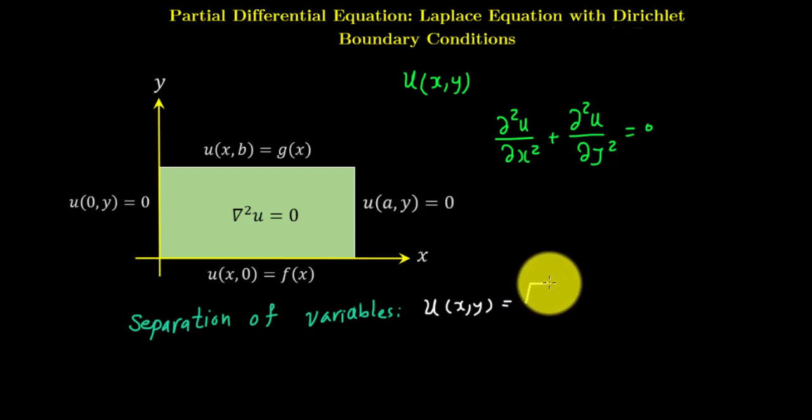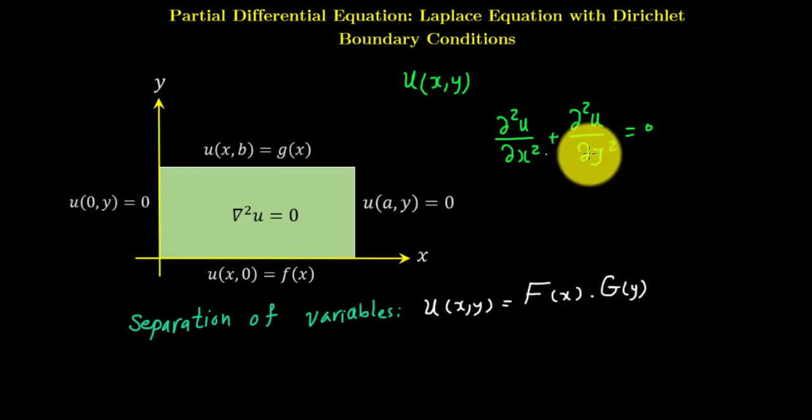Let me call those two unknown functions capital F, I don't know what this capital F is, I'm trying to find it, times another unknown function that is purely in terms of the variable y. So basically, if I find capital F and capital G, we are done with the problem. But then the question is how to find this capital F and capital G. Well, the first step is plugging this into the original partial differential equation.